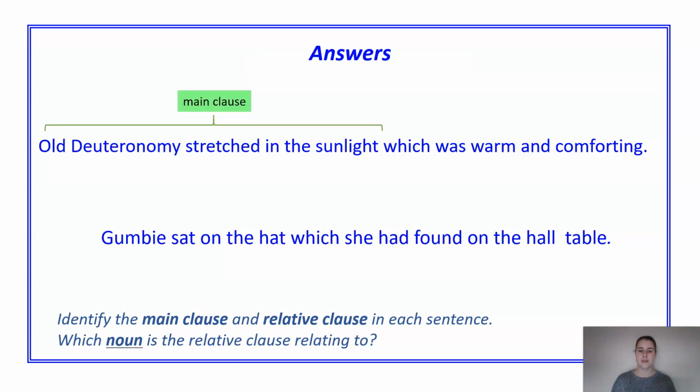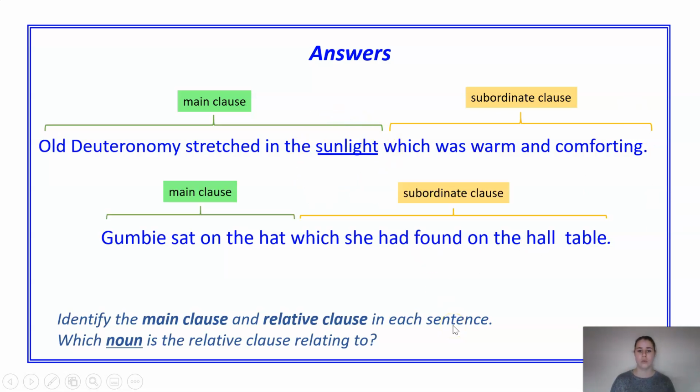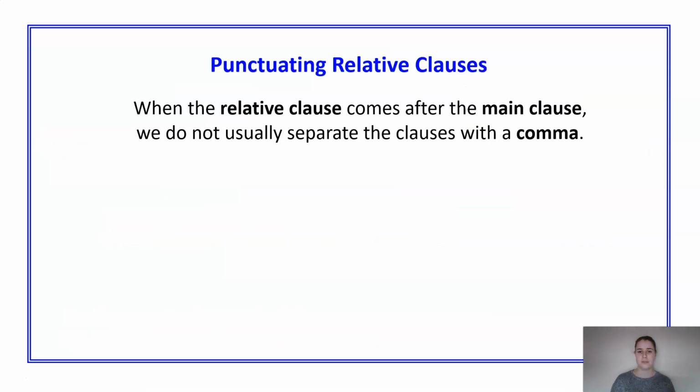So this bit's the main clause here. And this is the subordinate clause because it starts with a relative pronoun. It says which was warm and comforting. Here we're talking about the sunlight. Gumby sat on the hat which she had found on the table. Again, our relative pronoun. Now we're talking about what she found on the table. We must be talking about the hat. So you can see how that subordinate clause gives us additional information about our noun.